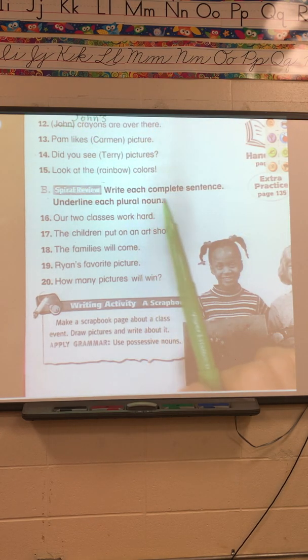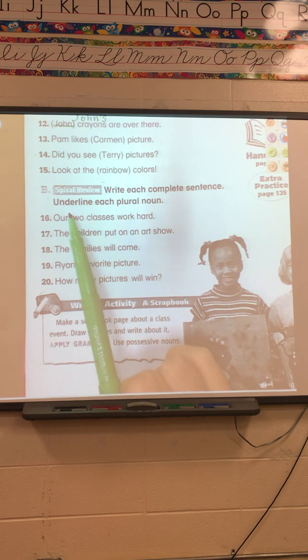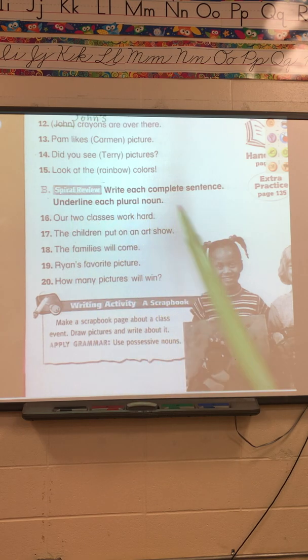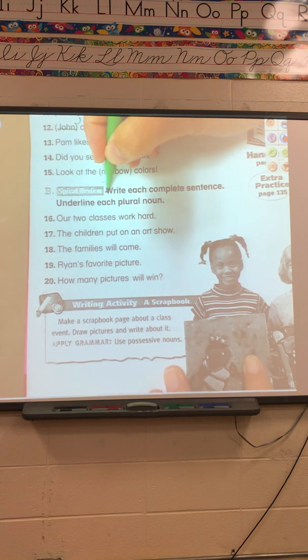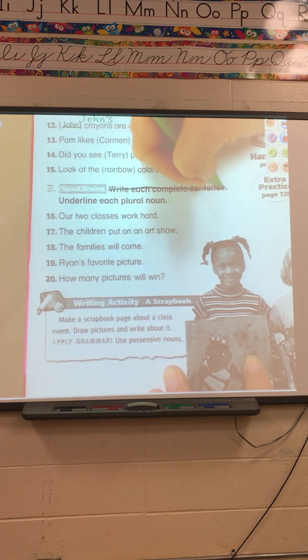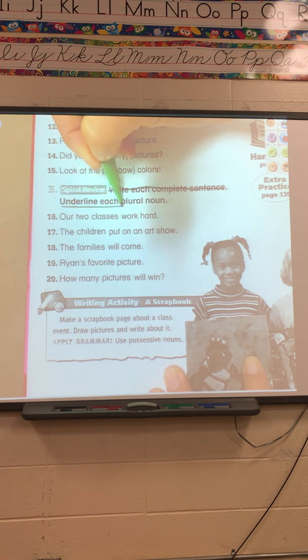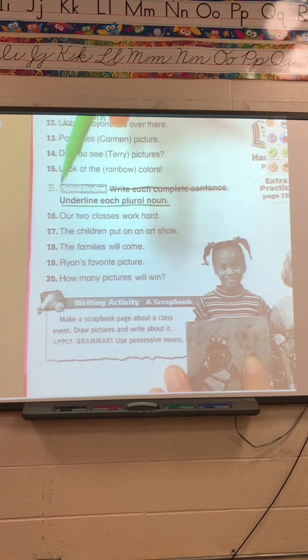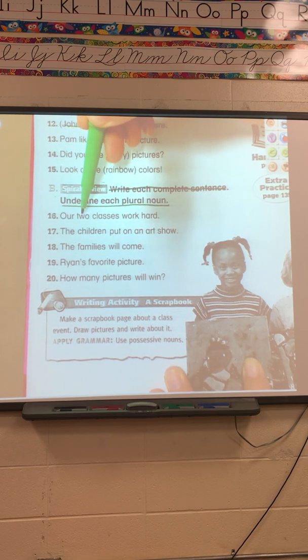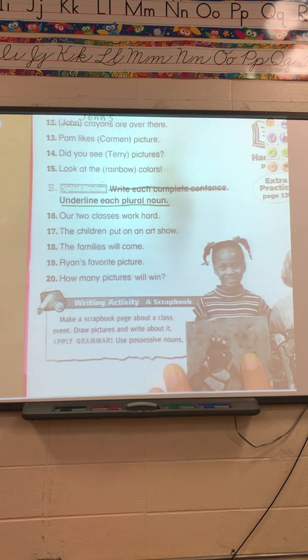B says, write each complete sentence, underline each plural noun. Scratch out, write each complete sentence. I don't want you to do that. All I want you to do is underline each plural noun. Our 2 classes work hard.